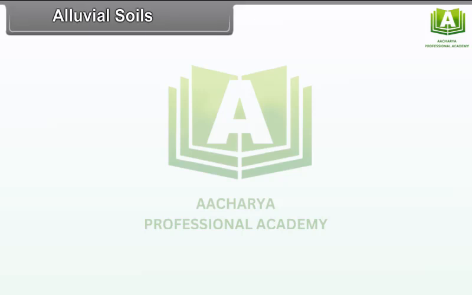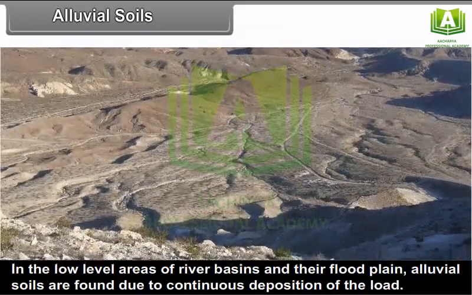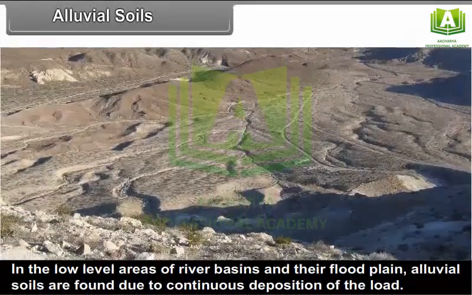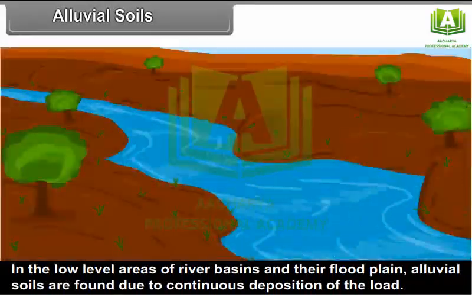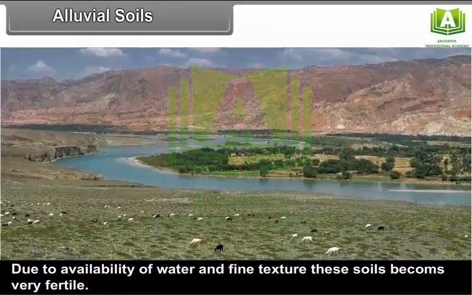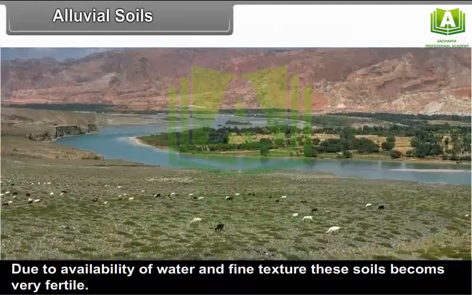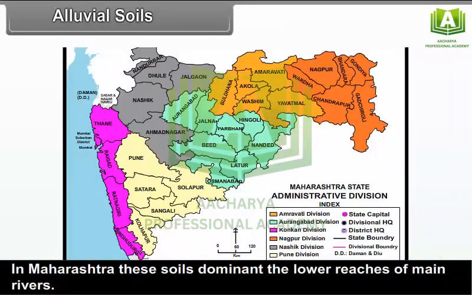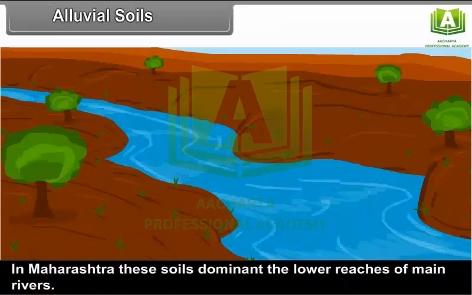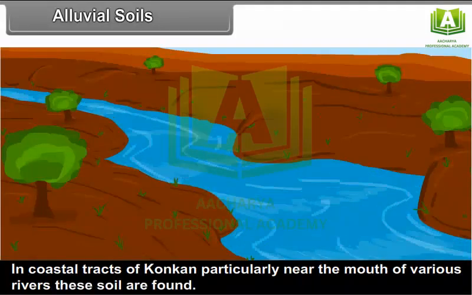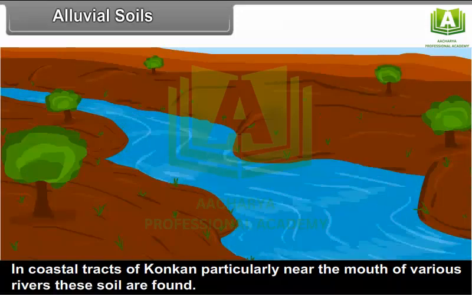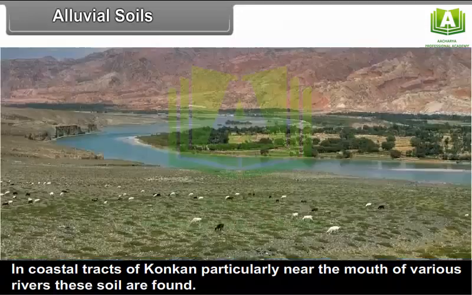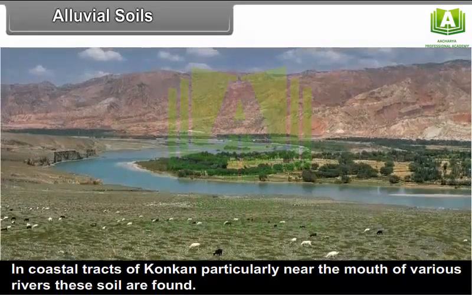Alluvial soils. In the low-level areas of river basins and their floodplain, alluvial soils are found due to continuous deposition of the load. Due to availability of water and fine texture, these soils become very fertile. In Maharashtra, these soils dominate the lower reaches of main rivers. In coastal tracts of Konkan, particularly near the mouth of various rivers, these soils are found.